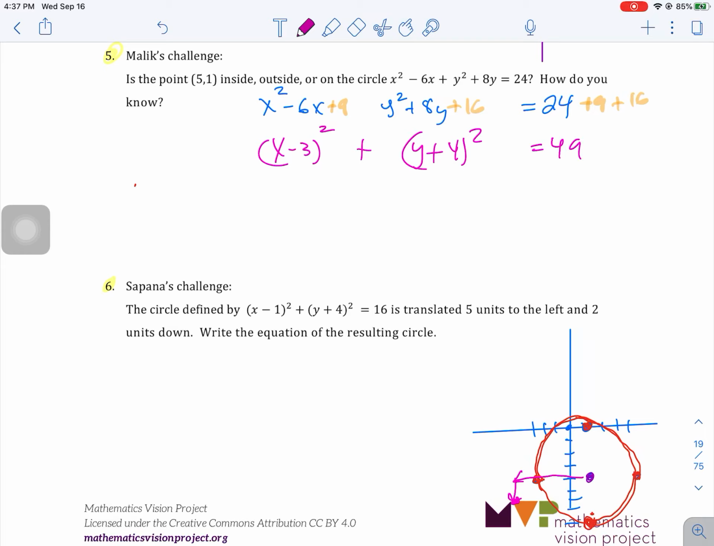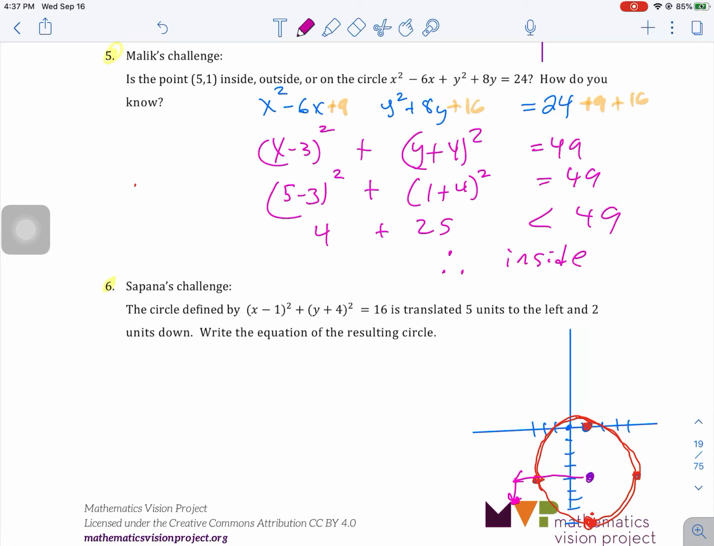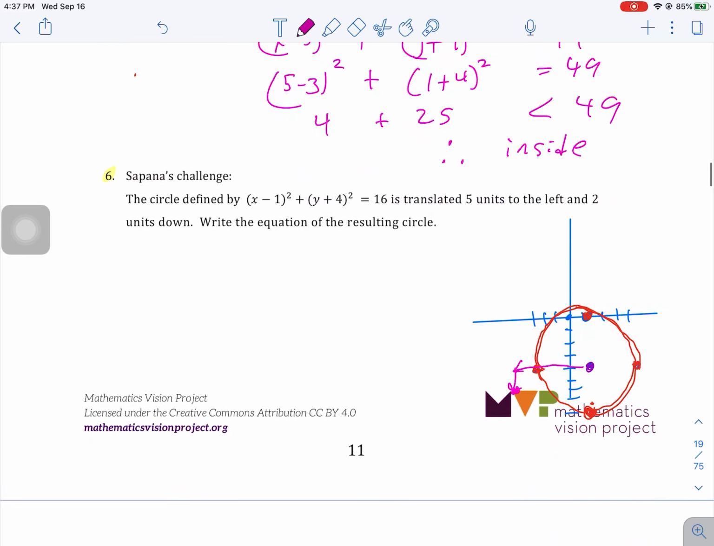So if I plug in the point 5, 1, 5 minus 3 squared, 1 plus 4 squared, and I compare that to 49. So 2 squared is 4, 5 squared is 25. This I can see is less than 49, therefore it's on the inside because it's less than. If it was equal, it would be on the circle.